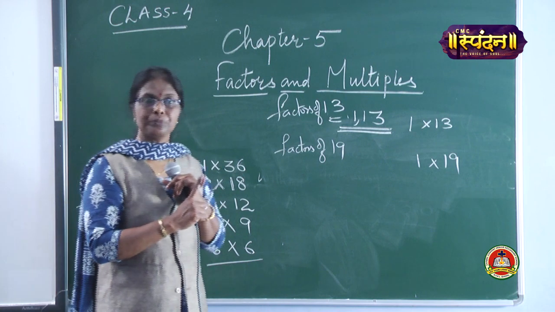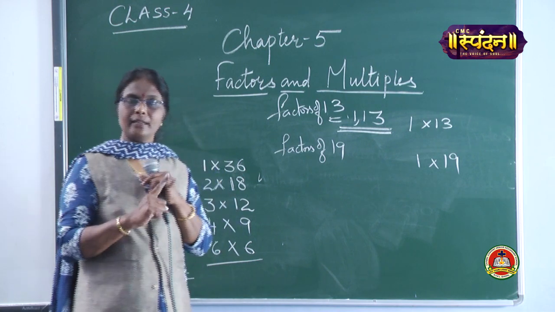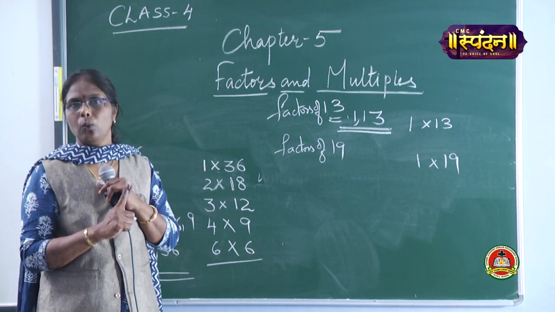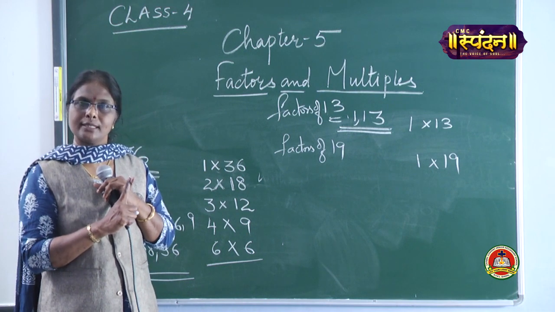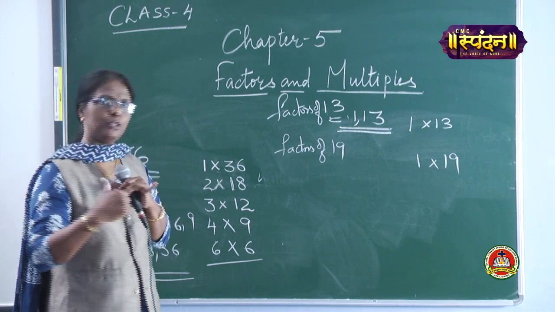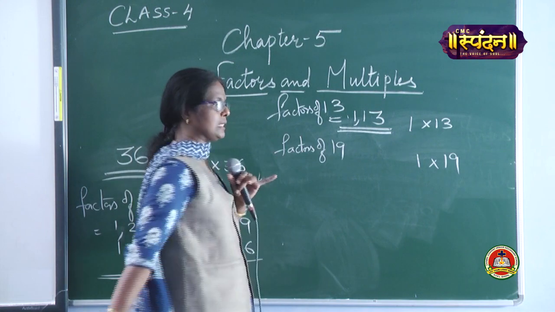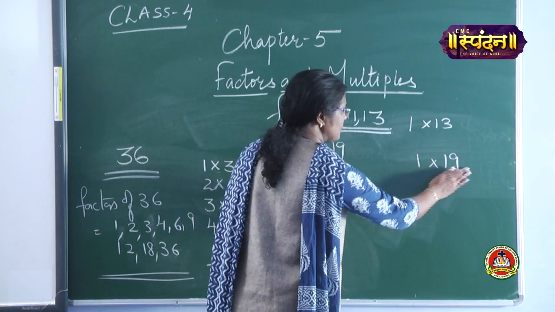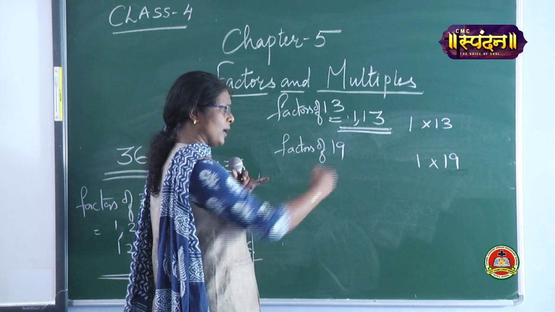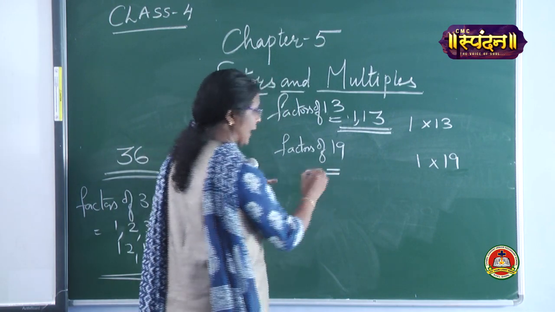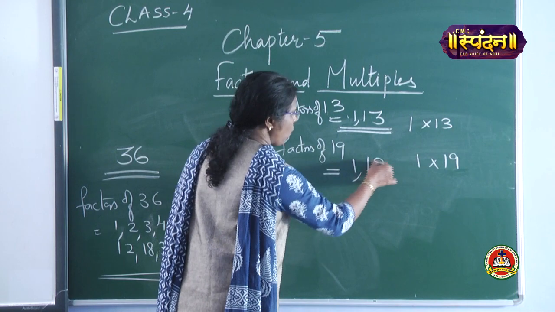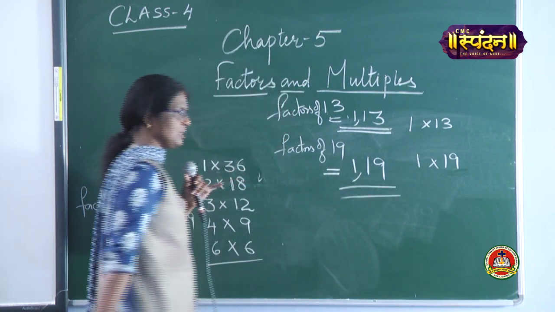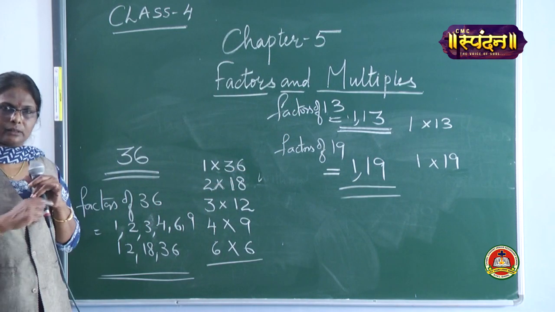So leave 2. Come to the table of 3. Do you find 19 in the table of 3? No. 3 6s are 18, 3 7s are 21. Coming to 5 again, you don't find it in the table of 5 also. That means this 19 is not divisible by any number other than 1 and the number itself. So here we have only 2 factors, 1 and 19 only. We have 2 factors. Okay.